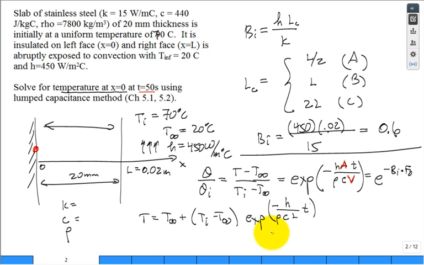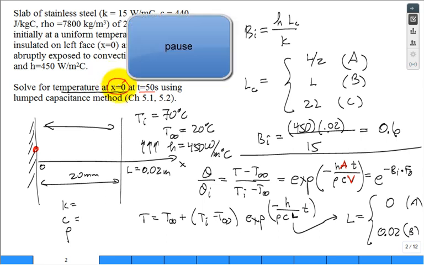And for this problem, what should you put in there for L? I'll ask another clicker question. Should you put in there for L 0 or 0.02? Answer A or answer B? Because it asked you to solve for the temperature at x equal to 0.